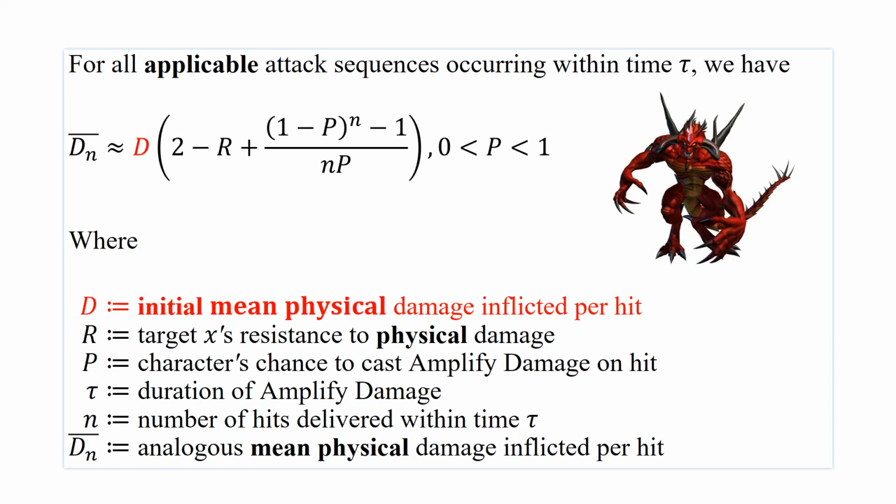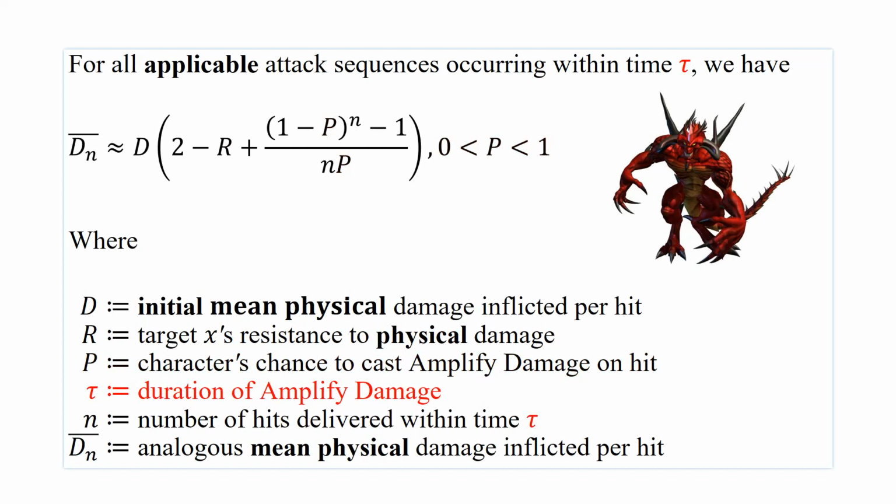where D is the initial mean physical damage inflicted per hit by the character. That is the unmitigated damage, what you would calculate from a D2 damage calculator. R is the target's resistance to physical damage. P is the character's chance to cast Amplify Damage on hit. Tau is the duration of amplified damage.